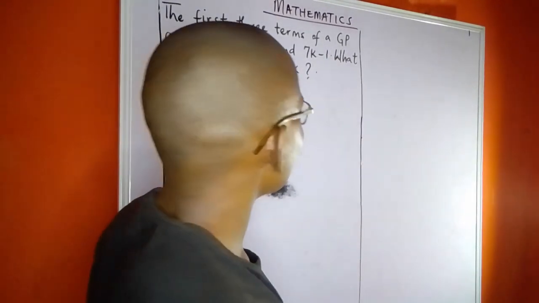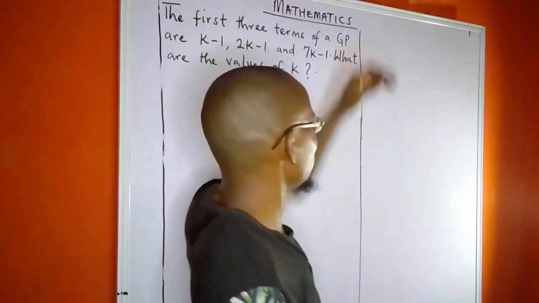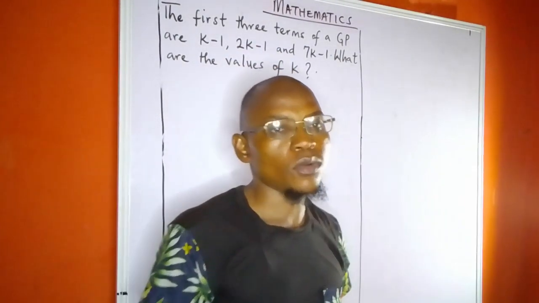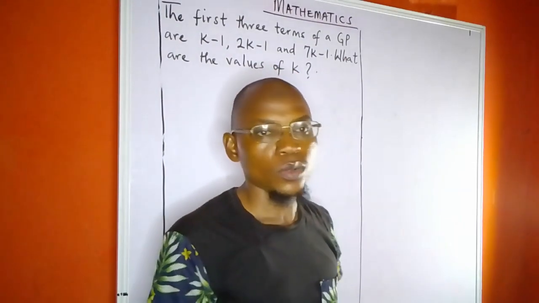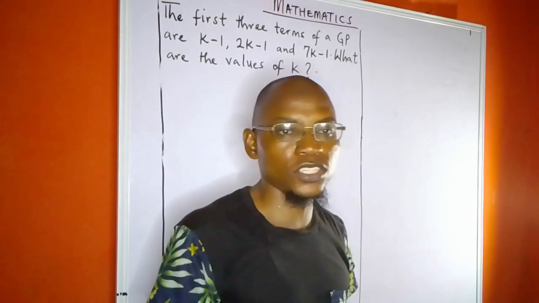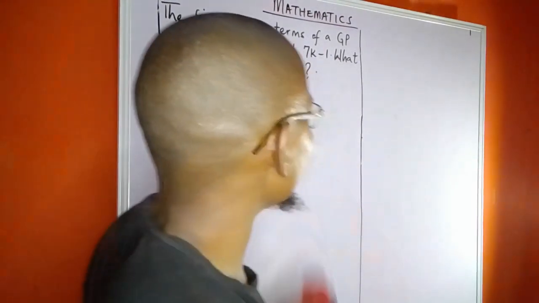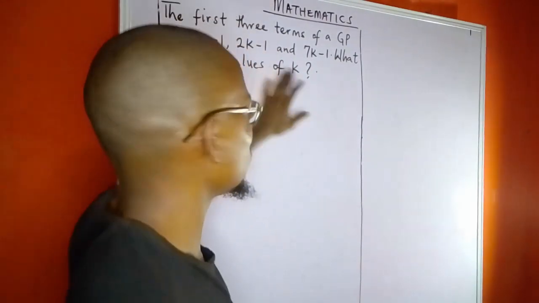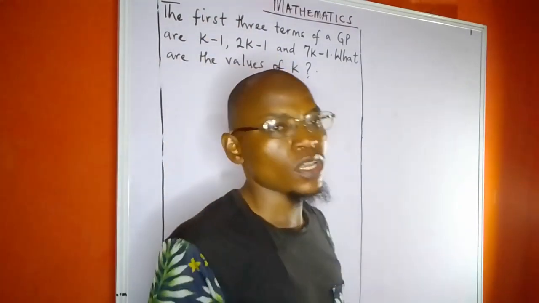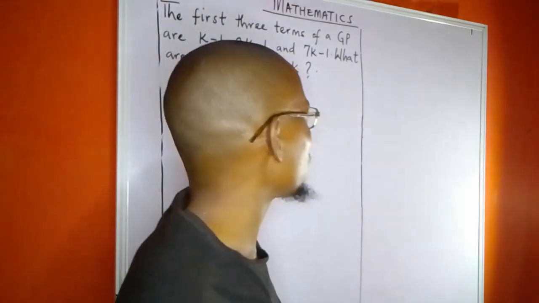For us to do this, first of all, we need to know some things here. The GP we have there, we call it geometric progression. We also have the other one which we call the arithmetic progression. But for today we are going to solve this question dealing with geometric progression.